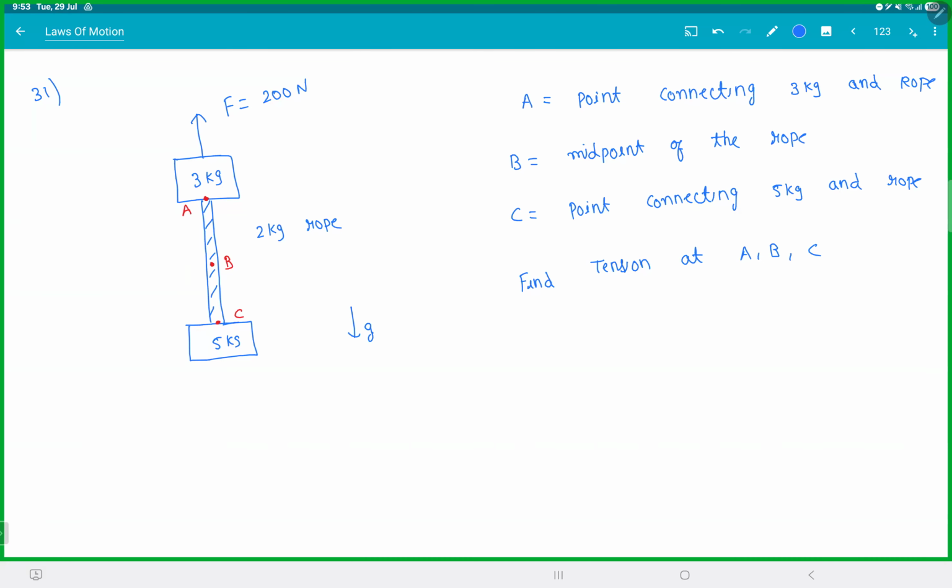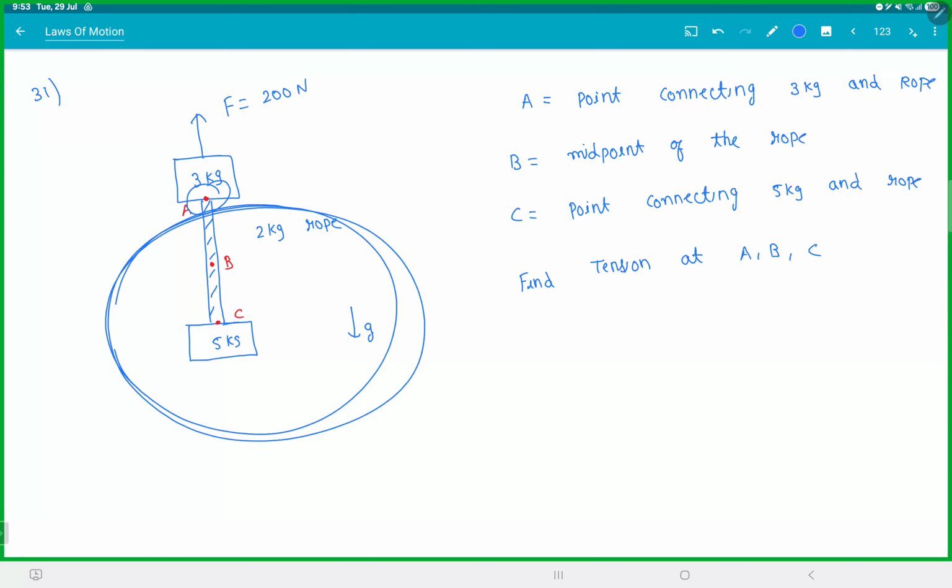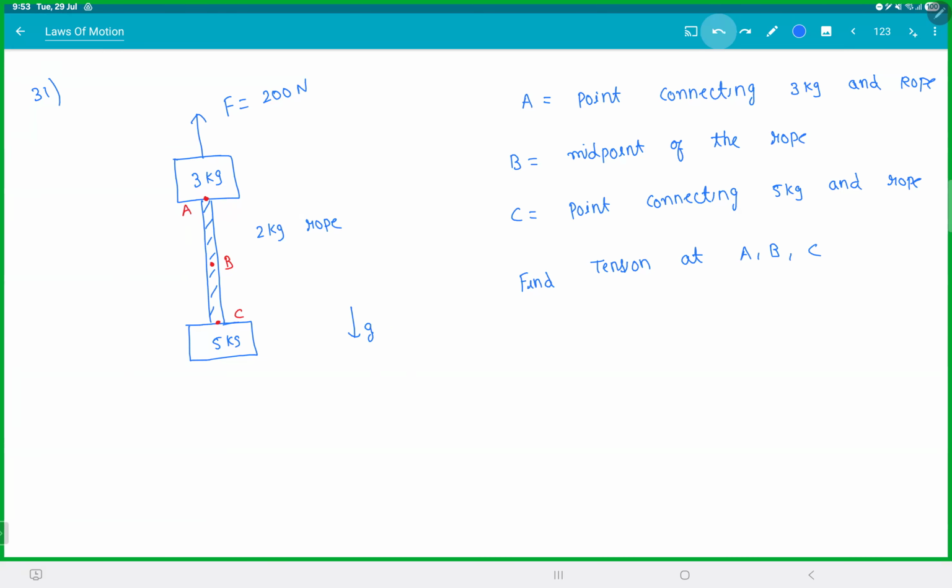Numbers 175, 125, 150 are not matching. 110, 180. Oh yeah, that's a blunder. Tension, when you're going from A to B to C, tension can't increase suddenly. Logically, think: point A is pulling this much weight, isn't it? How can the tension decrease there? Someone said the first one is for A, the second one is for B, and the third one is for C. Still the numbers are wrong.